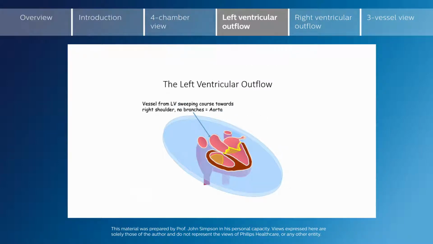We identify the aorta by the fact that it does not bifurcate to supply the pulmonary arteries. Its only branches are towards the head and neck vessels, with continuation in towards the aortic arch. Very importantly, there is a line of continuity between the ventricular septum and the anterior wall of the aorta, which is lost in many forms of congenital heart disease, and it's important to confirm this as we scan.